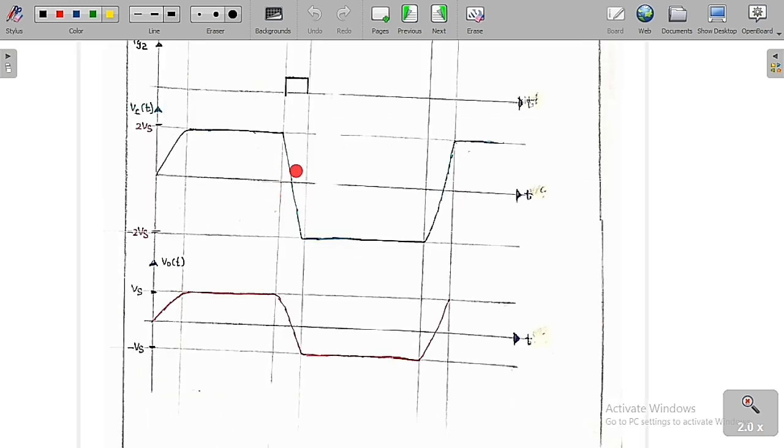minus Vs. You can see clearly when T2 is on, I have already told you the capacitor voltage is changing from plus 2 Vs to minus 2 Vs. So the output voltage will be changing from plus Vs to minus Vs, which is half of the capacitor voltage. So it will stay at minus Vs until T1 is on again. So the same thing is going to follow again.